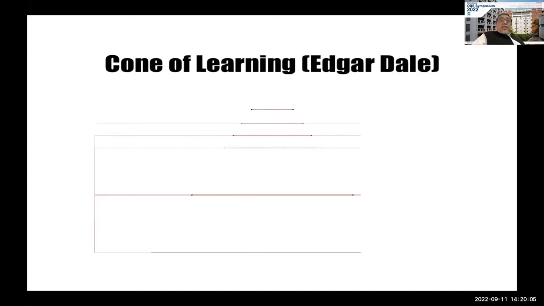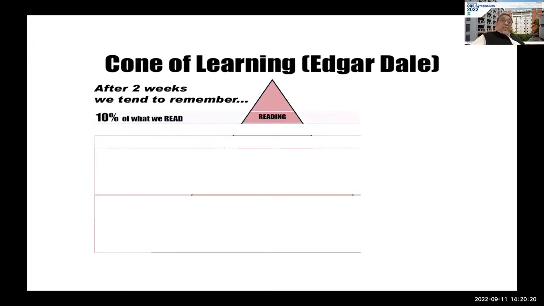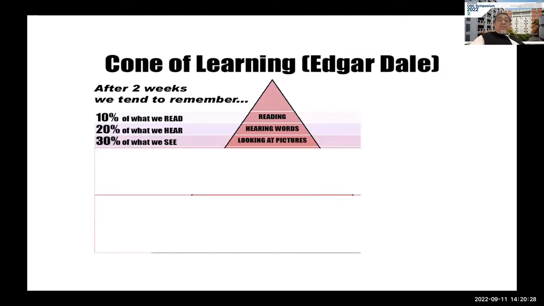Now, if you look at the cone of learning at Gardales, we talk about retention time. I mean, how much can we retain that knowledge? So usually after 2 weeks, most of the time, students will have forgotten what they may have read. So about 10% probably they will remember what they have read, 20% probably what they have heard, and then 30% if they have seen it.